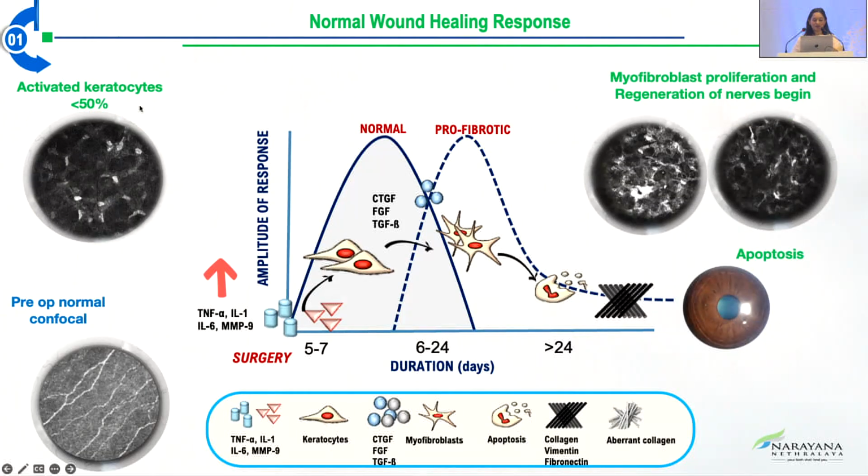This is how your keratocytes look. The less white the body is, the lesser the activation. This is what happens after your PRK or any injury: the myofibroblast conversion. They get apoptosed, and that's when normal wound healing comes.